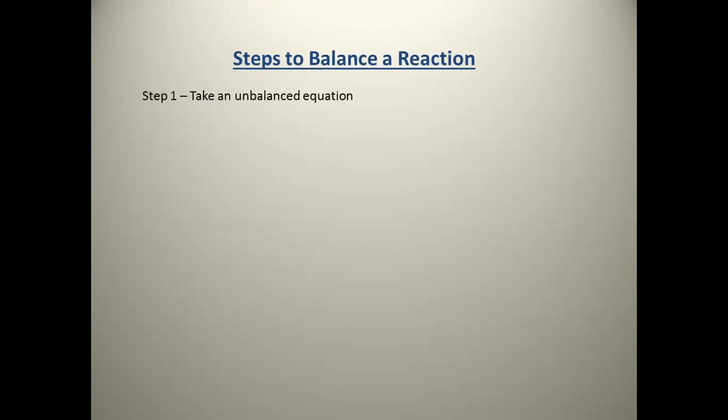Just have one example. Steps to balance a reaction. Now, students, how can we do the balancing? Balancing can be done by the hit and trial method. For beginners, how can we balance a reaction? Step 1: take an unbalanced equation. Suppose we have taken one unbalanced equation.